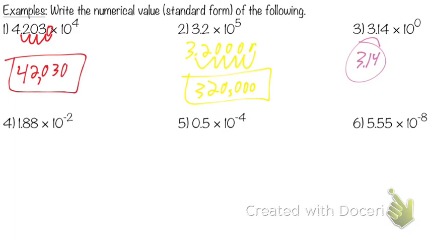1.88 times 10 to the negative second. Is our actual number going to become bigger or smaller? The exponent becomes bigger, so the actual number becomes smaller. The actual number is going to become smaller as the exponent becomes bigger to go up to 0. So where are we going to move the decimal to? 2 to the left. 1, 2. Place a 0 there. 0.0188.